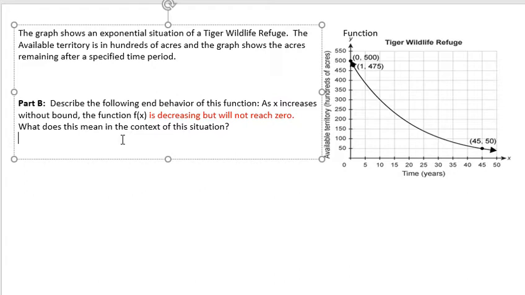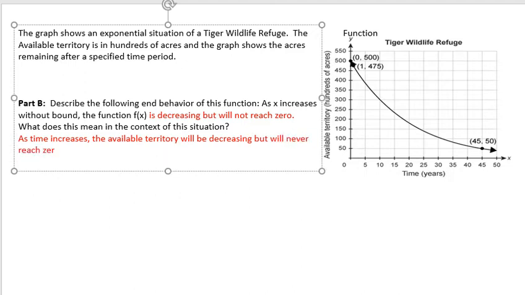If I write this out as a sentence, as x increases, instead of x actually, I'm going to put as time increases, because that's what x represents. I'm talking about what it means in context of the situation: the available territory will be decreasing, but will never reach 0.